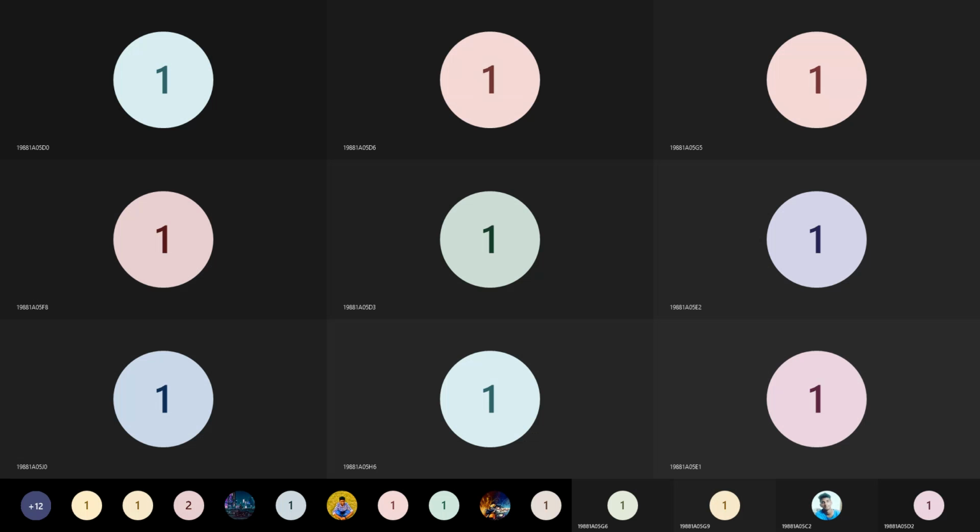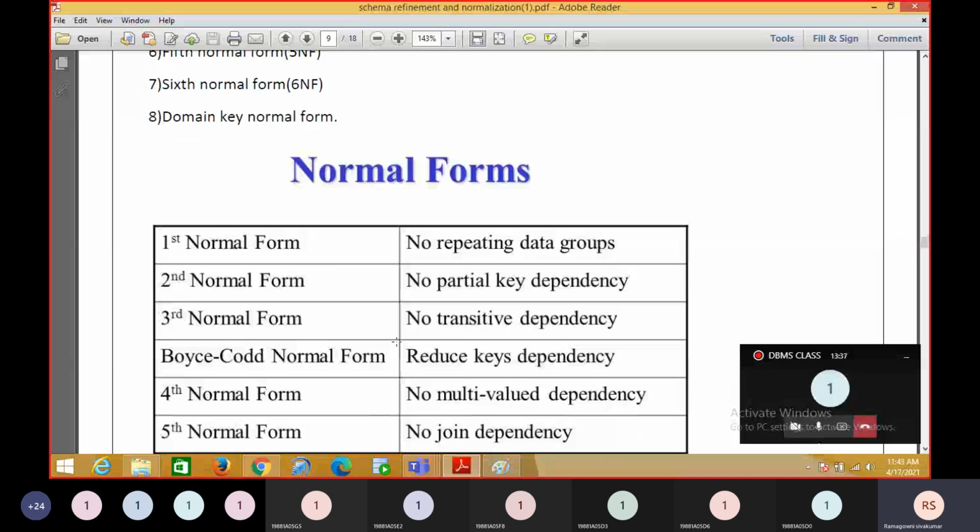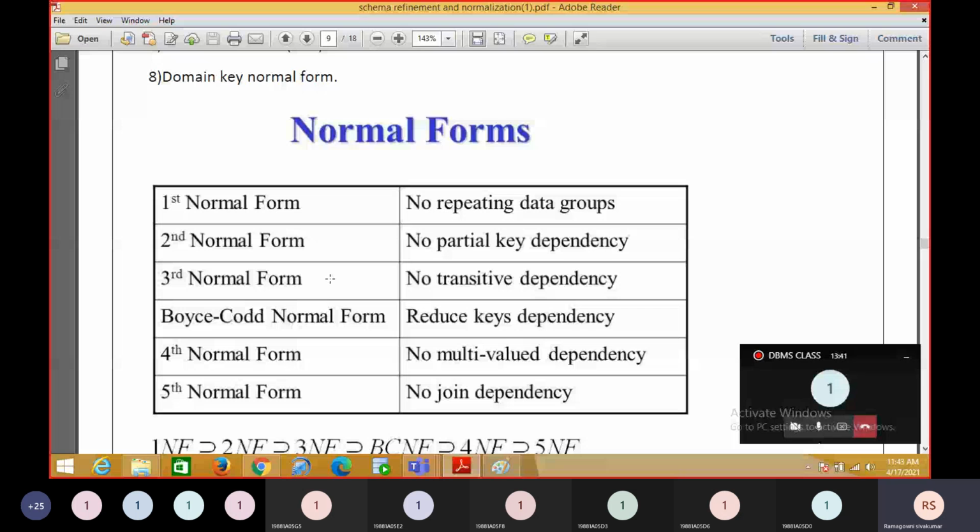In the first normal form, what have we done? The first normal form rule is: simply remember this table and you can understand everything easily. In first normal form there are no repeating data groups. It should not allow repeating data groups like multi-valued columns. Instead of that, we are decomposing it.